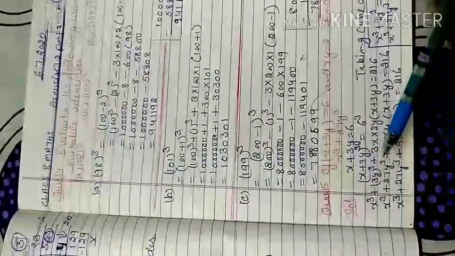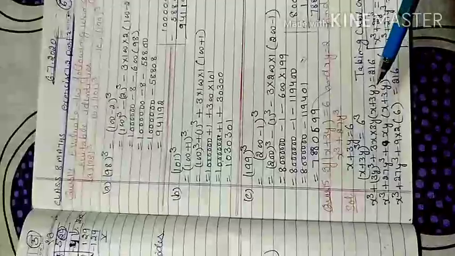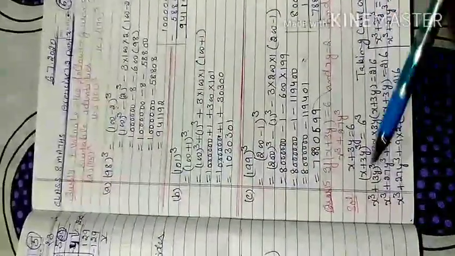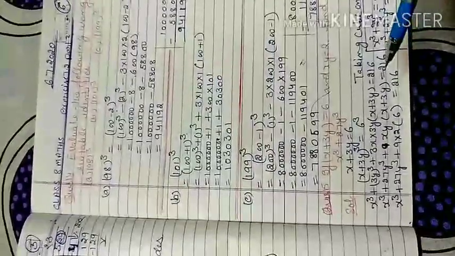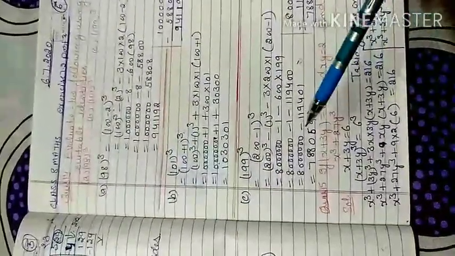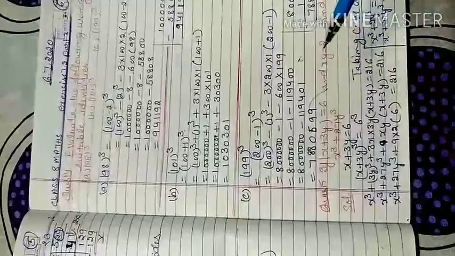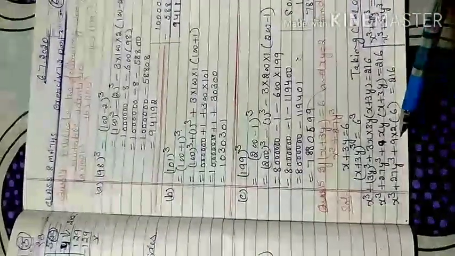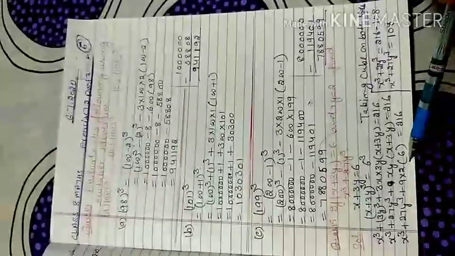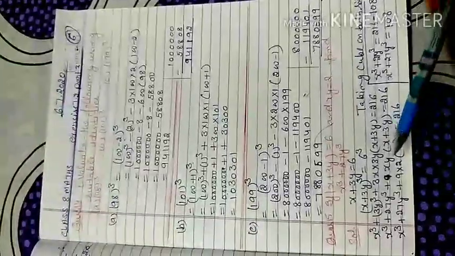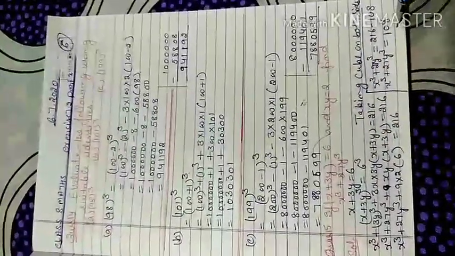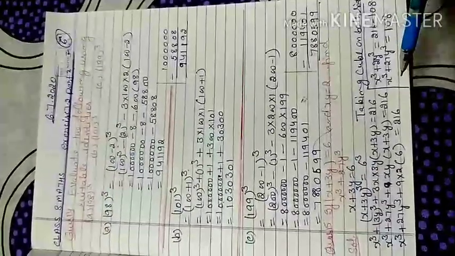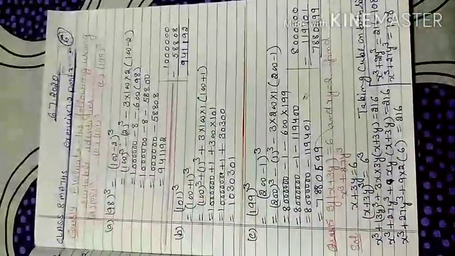x cube plus 3y cube plus 3x into 3y into x plus 3y is equal to 216. So x cube plus 27y cube plus 9xy into x plus 3y is equal to 216. You have the x plus 3y value 6 and the xy value is 2. Apply here, so 9 into 2 into 6 gives you 108. When you move 108 to the other side, 216 minus 108 gives you 108, which is your required answer for the value of x cube plus 27y cube.